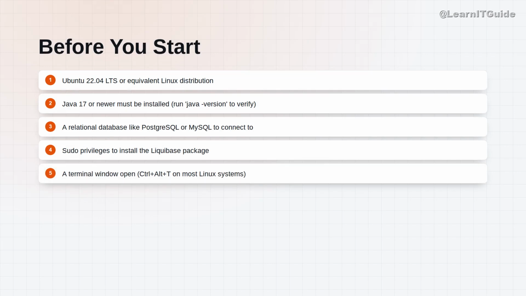Before we start, let us make sure your environment is ready. You need a Linux system, specifically Ubuntu 22.04 or higher. You must have Java 17 or newer already installed on your system. If you run the Java version command and get an error, you need to install the OpenJDK package first. You also need a database to test against and sudo access to install the tool. Finally, make sure you have a terminal window open and ready for input.